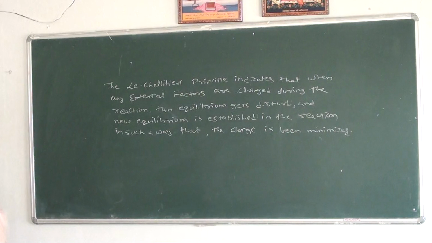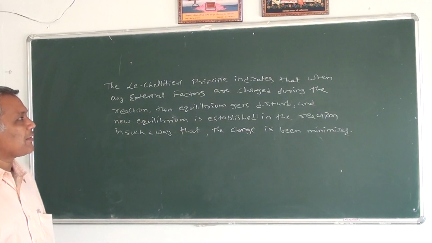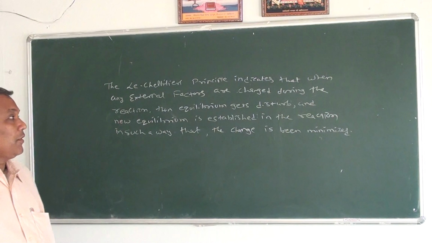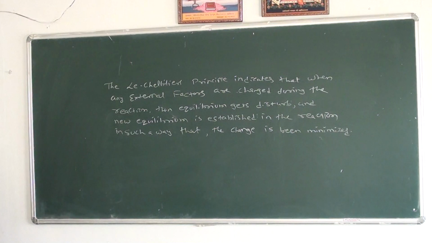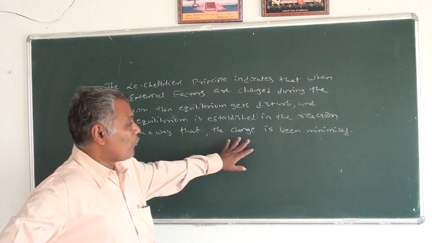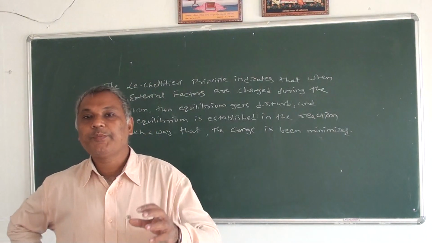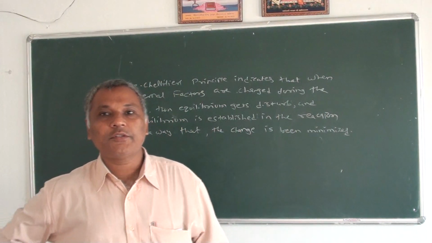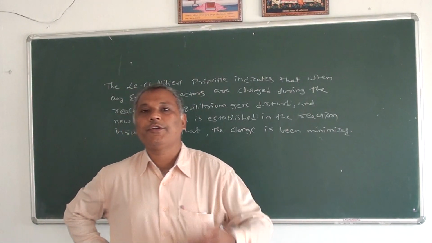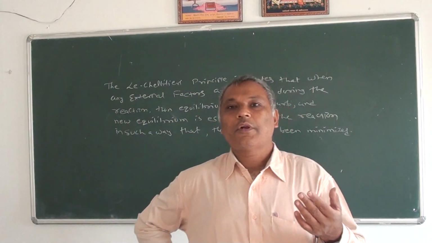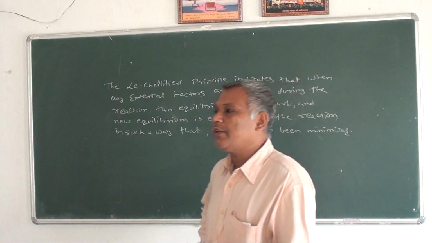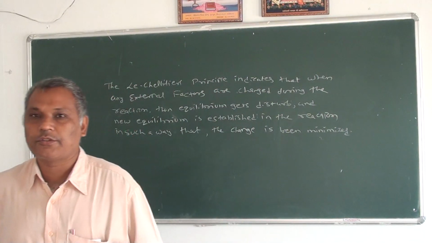What does the principle indicate? Le Chatelier's principle indicates that when any external factors are changed during the reaction, the equilibrium gets disturbed, and the new equilibrium is established in such a way that whatever change is done during the reaction is minimized. If you increase the temperature, it will proceed in such a way that it will reduce the temperature. If you decrease the temperature, it will increase it. If you decrease the concentration, it will increase the concentration.